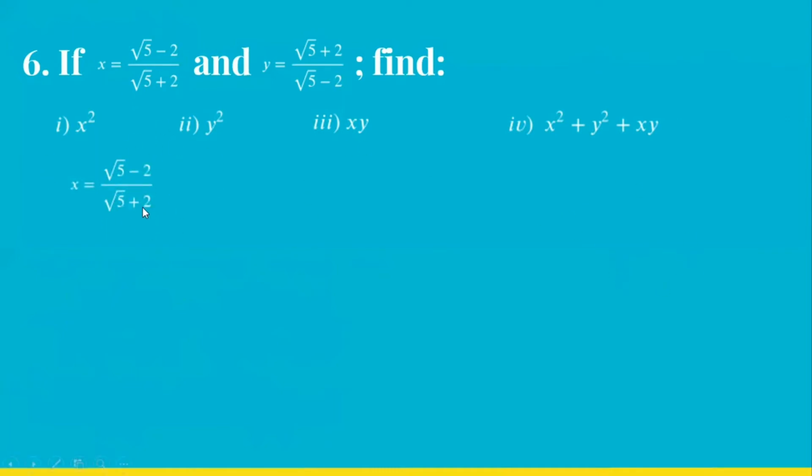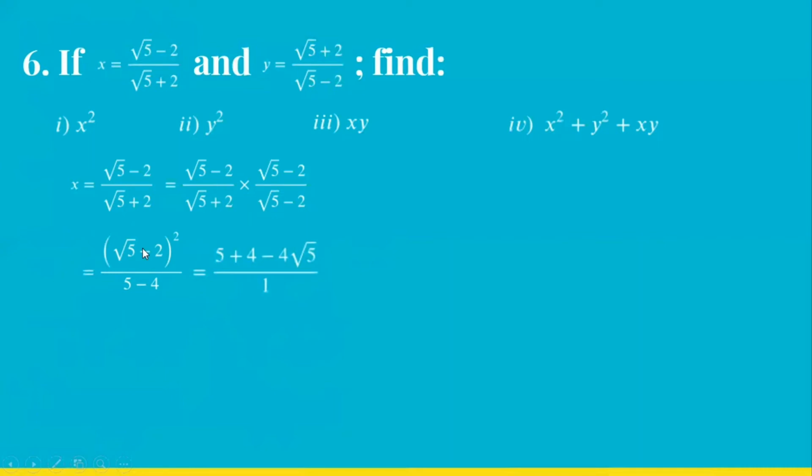Rationalizing the denominator, we multiply by root 5 minus 2, so we get root 5 minus 2 the whole square in the numerator, and a plus b into a minus b is again a square minus b square. Root 5 square is 5, 2 square is 4. A minus b the whole square, let us expand: root 5 square plus 2 square minus 2ab. So simplify this, 5 plus 4 is 9, and 9 minus 4 root 5 is the simplified form of x.